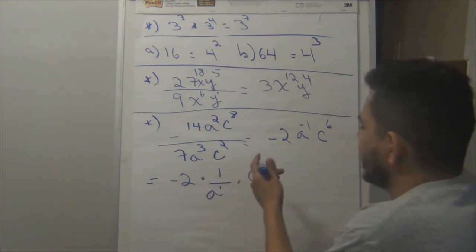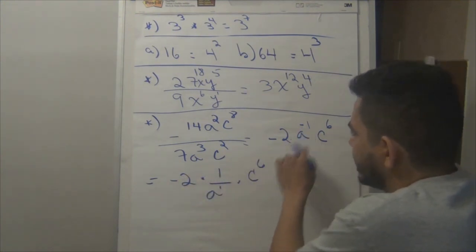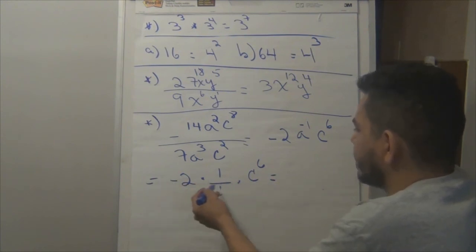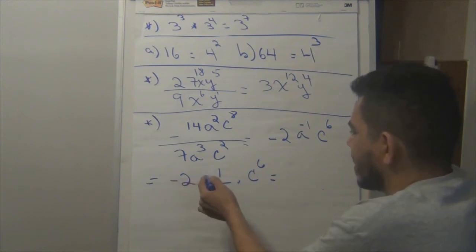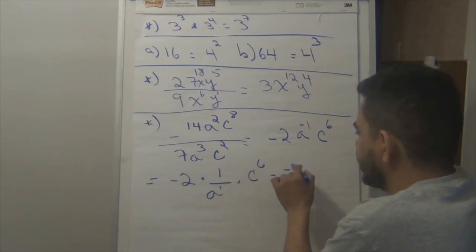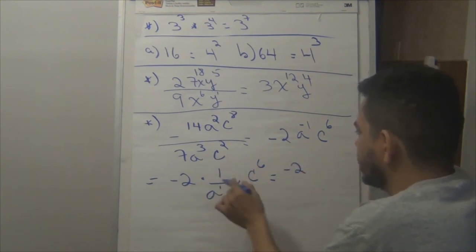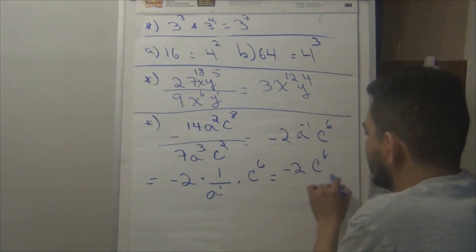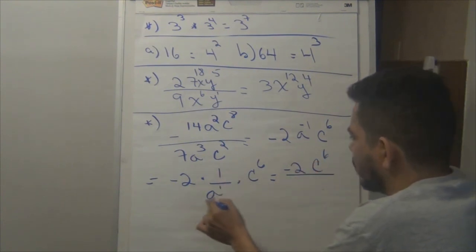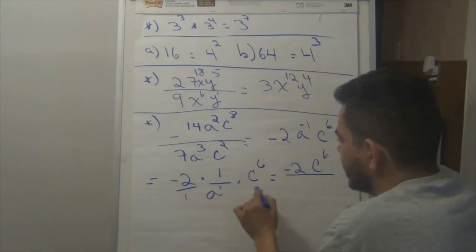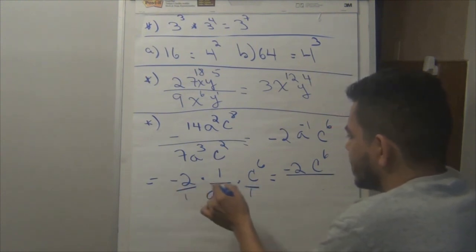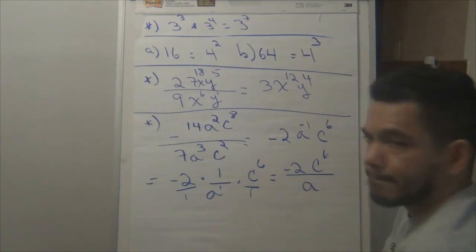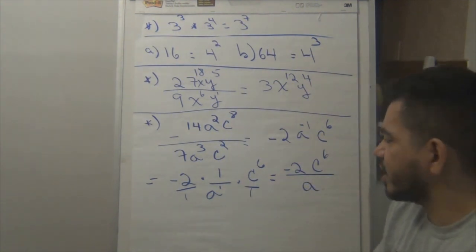Okay then. And we understand why this is 1 over a to the first. So when we multiply, we get negative 2 times 1 is negative 2 times c to the 6. But now over what? Well, this is over 1 and this is over 1. So 1 times a is a, times 1 is a. And that's what you get.